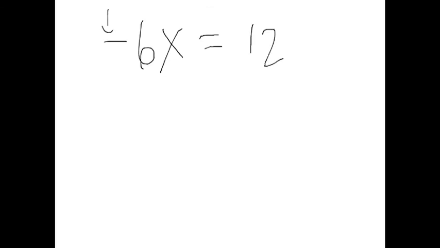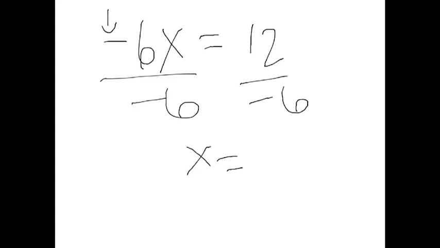And the reason I brought down the negative is because if you rewind the video and you go back to the slide, there's a minus sign in front of the 6x. If you don't rewrite it as negative 6x plus 19, that minus sign has to come down. You divide by negative 6, and you end up getting x equals negative 2.